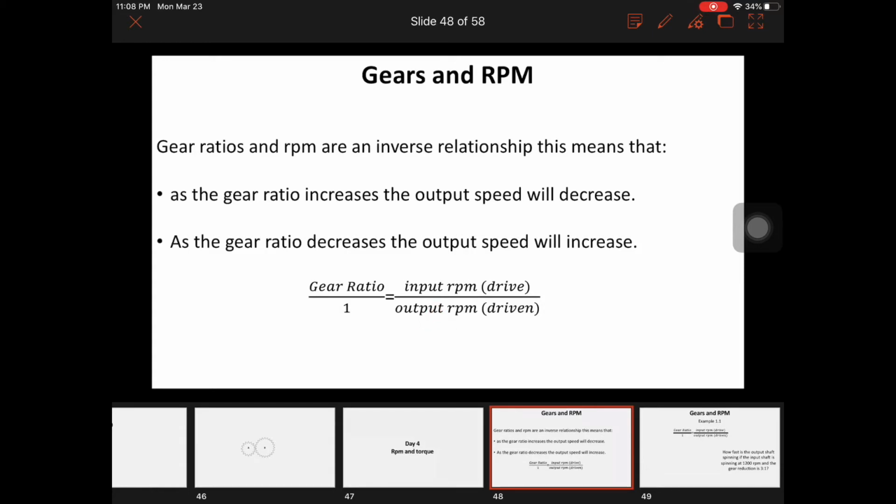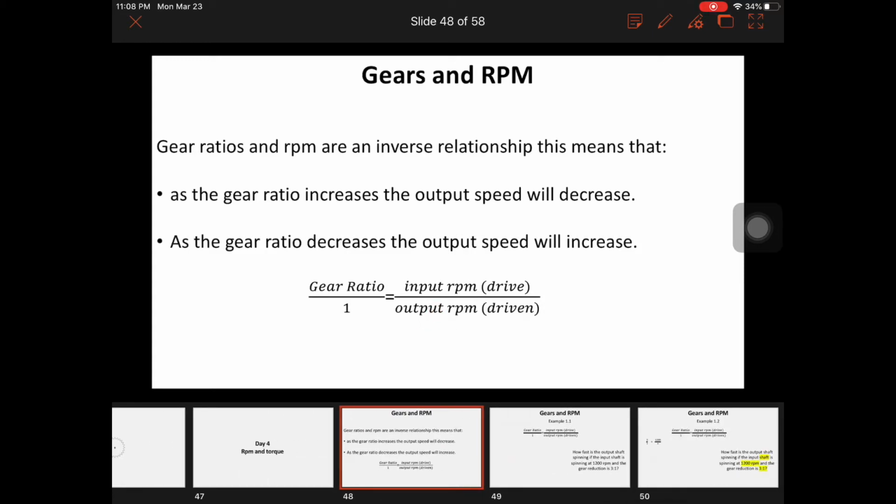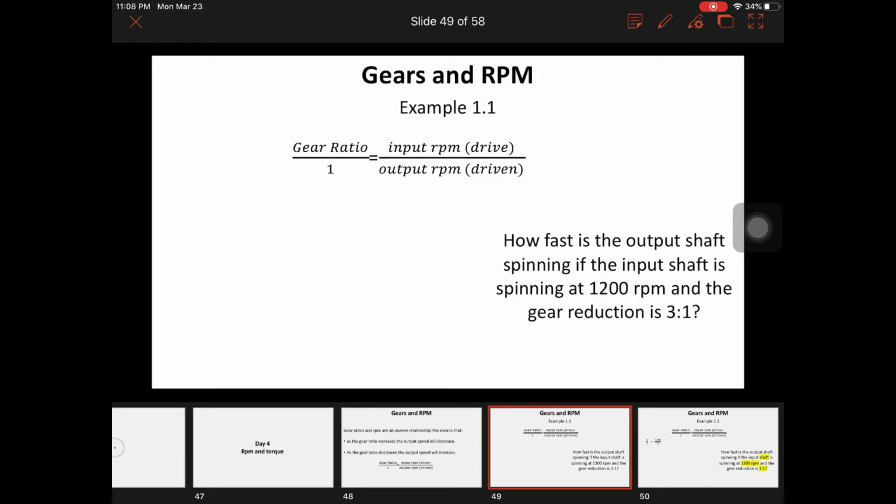So I want to do an example for this one. And our example is, how fast is the output shaft spinning if the input shaft is spinning at 1200 RPM and the gear reduction is 3 to 1? Now, I want you guys to understand that when we're doing this calculation, we have to understand what our numbers are and we have to be able to identify in a word problem what we're looking for.